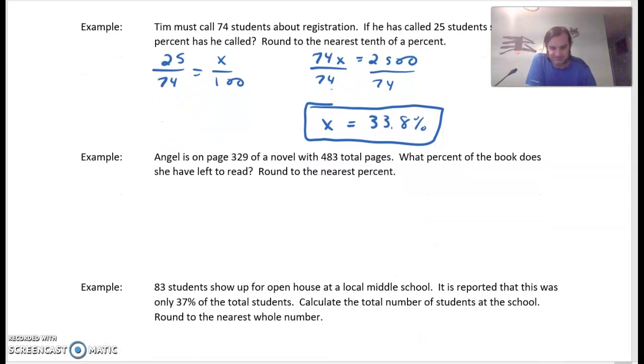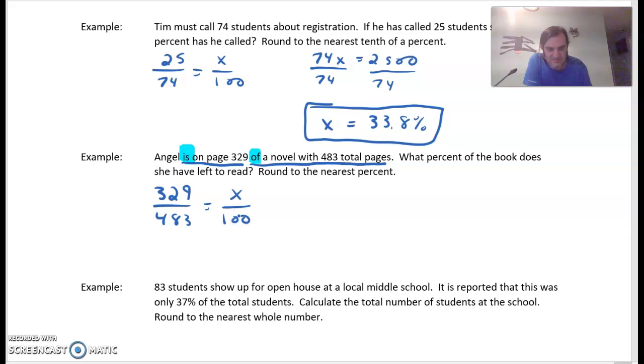The next one here. Angel is on page 329 of the novel with 483 total pages. What percent of the book does she have left to read? So let's be careful with this. So it says right here she is, so sometimes they work out good, and there's a of, so that's kind of scary the way you see them laid out. But Angel is on page 329 of the total. So if you capture both of those, it works out really nice. But writing this out, we've got 329 over 483. That will give us a percent.